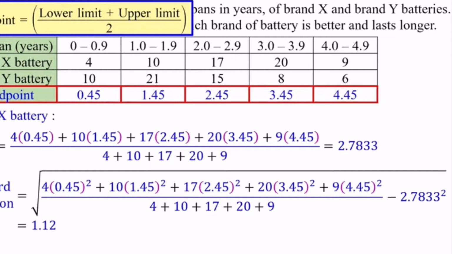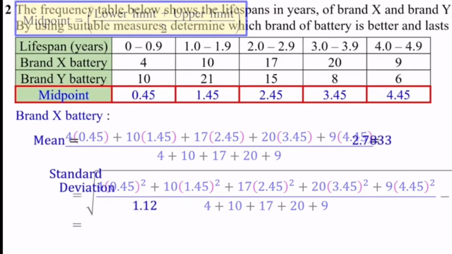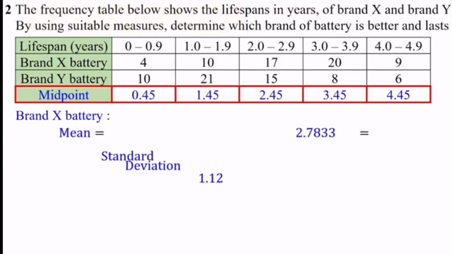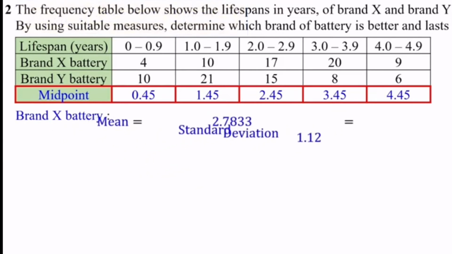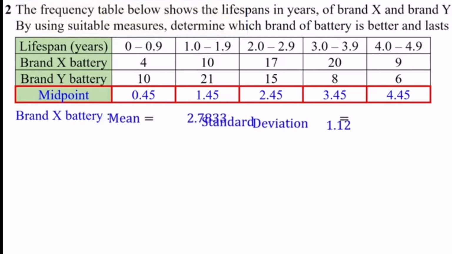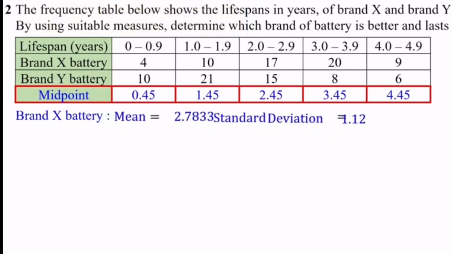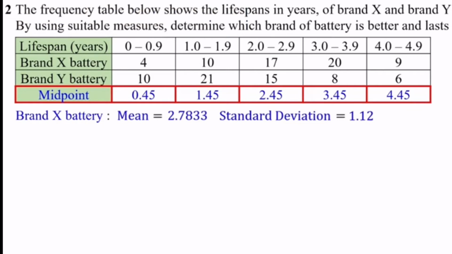So let's do the same for brand Y battery. We need to find the mean and also the standard deviation for the brand Y battery. Now let's write down the brand X battery. Mean is 2.7833 and the standard deviation is 1.12.